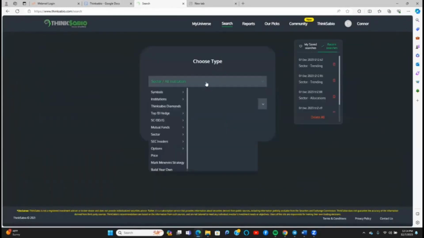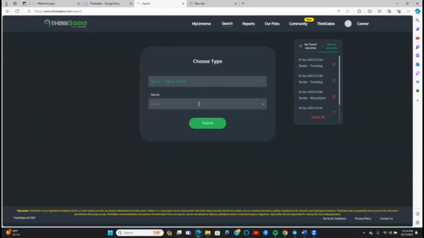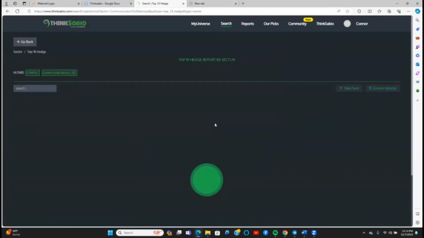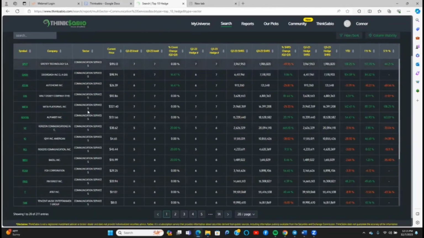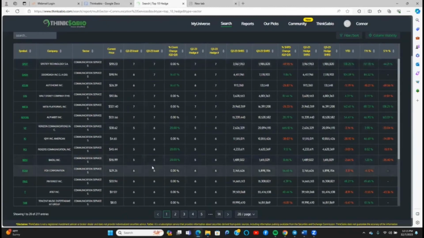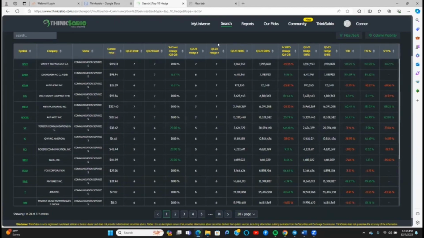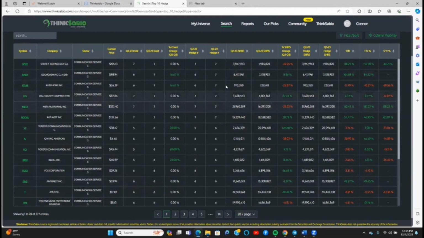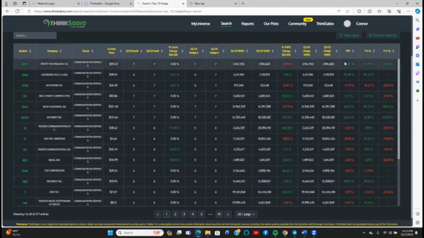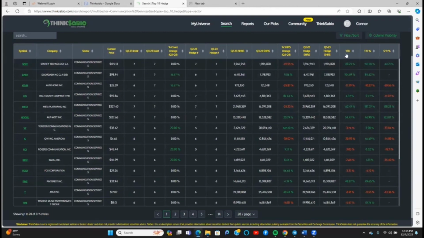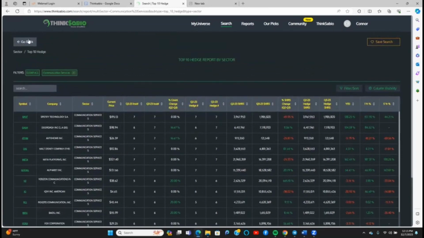Next, we will look at the top 10 hedge funds. This is similar to the previous report, but instead of institutional investment, it just shows hedge funds. I chose the communication service sector, and it looks at the highest hedge fund investment, sorted from most to least among the top 10. Then it shows volume for the current quarter, the previous quarter, how that's changed, the total hedge fund volume, and then year to date percent return, 1 year percent return, and 5 year percent return. So a similar format to the institution one, but just for hedge funds.